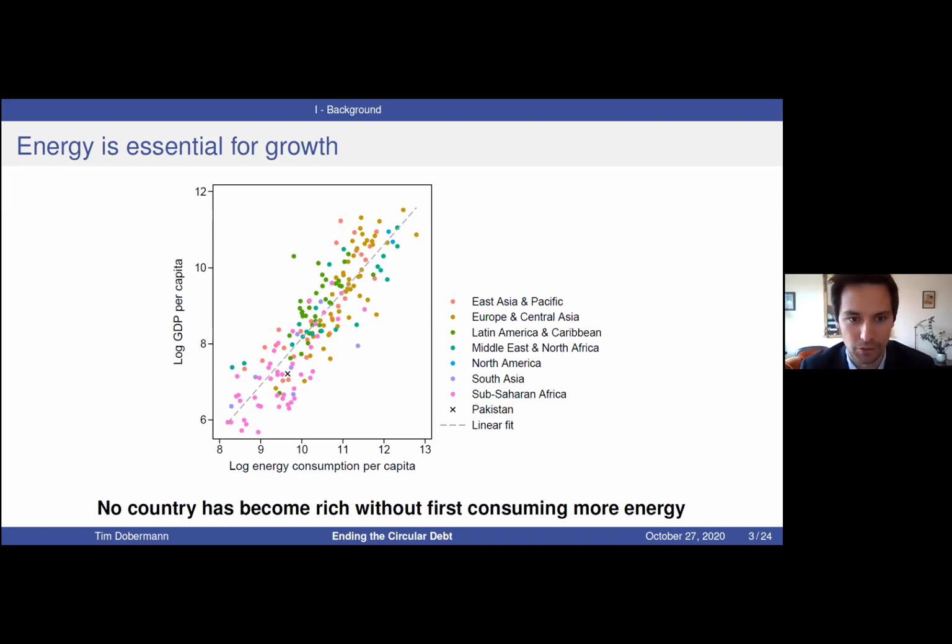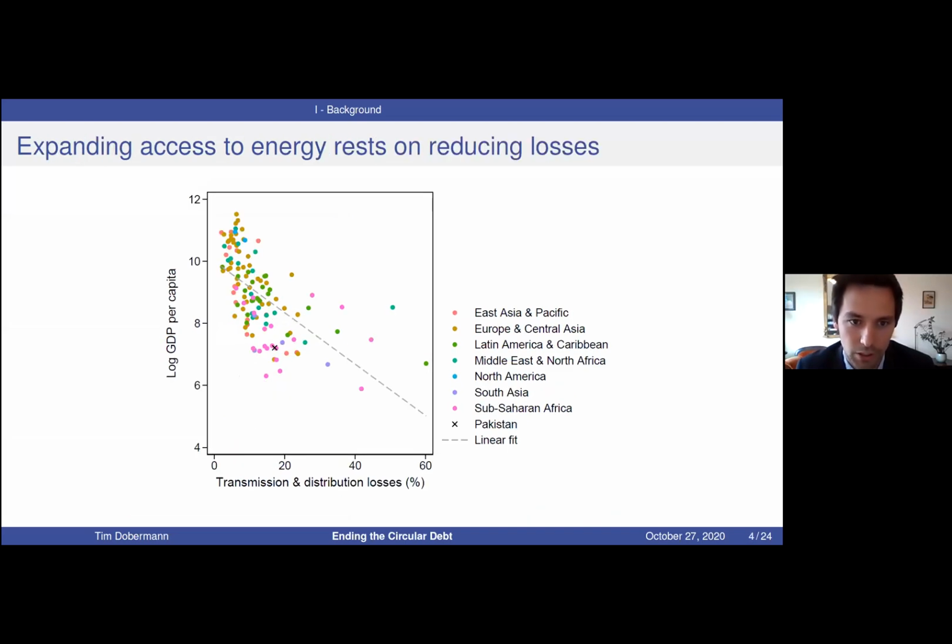And you can see here Pakistan is in the bottom quadrant, if you will, where it's just beginning its growth journey in terms of increasing its energy consumption per capita, but also its income per capita as well. So how is Pakistan going to get from the bottom left in this graph to the top right? Well, one simple correlation is that the expansion of access to energy rests on reducing losses.